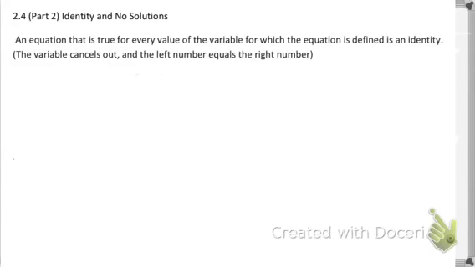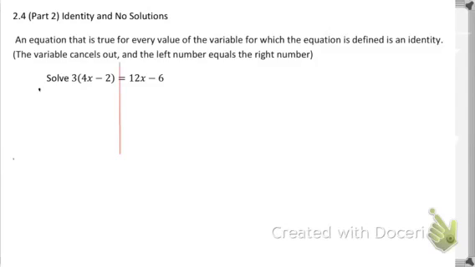Another very important topic in 2.4 is an identity equation and a no solution equation. An identity equation is basically when the variable cancels out and the number on the left is equal to the number on the right. Best way to do this is an example. Solve 3 times (4x minus 2) is equal to 12x minus 6.